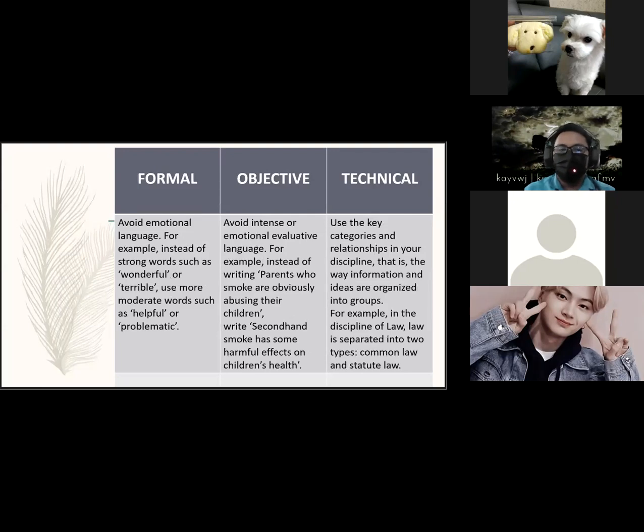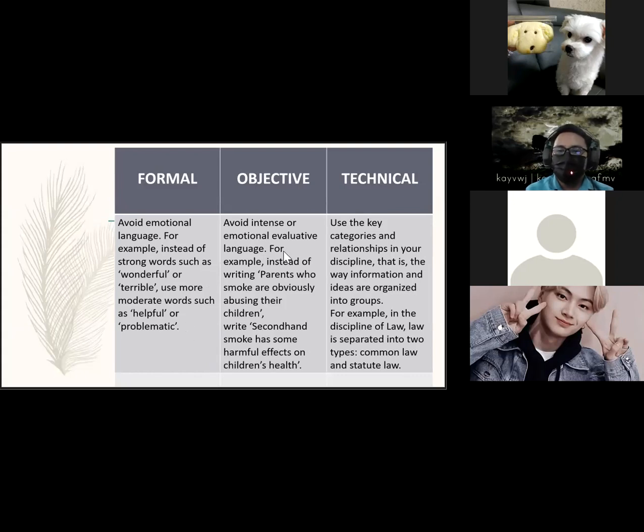Next, formal. Again, avoid emotional language. For example, instead of strong words such as wonderful or terrible, use more moderate words lang daw, such as helpful or problematic. So do not use emotional language. Pwede natin palitan yan ng other terminologies.